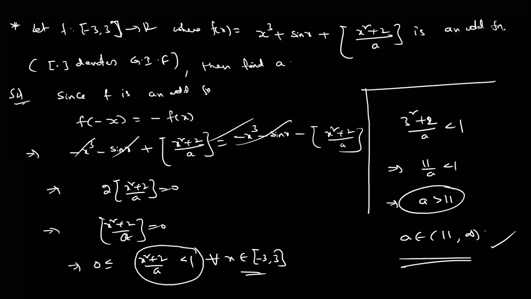See carefully. Check it. When x belongs to minus 3 comma 3 only. Check it, x is equal to minus 3, minimum is coming 11. But in the place of a, you can take any number. It is satisfying odd function.